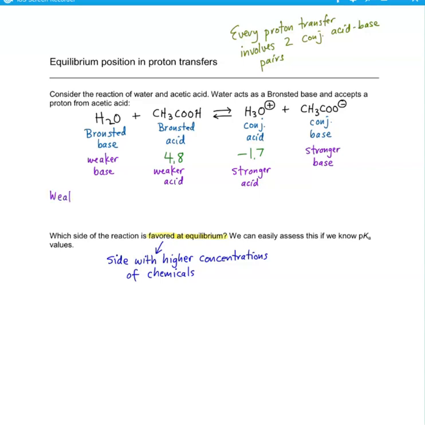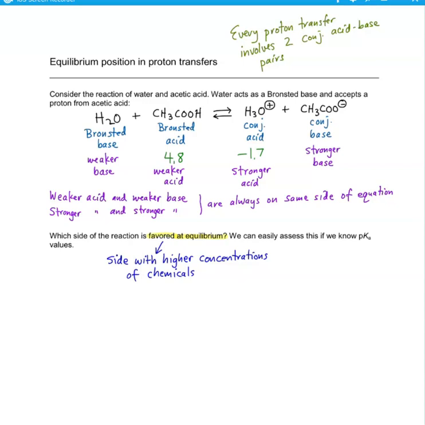The weaker acid and weaker base, as well as the stronger acid and stronger base, are always together on the same side of the equation. Now, whether that's reactants or products, that's going to vary depending on the acids and bases that you're working with. Okay? But the weaker ones are always on one side, the stronger ones are always on the other. All right, now to go back to our question, which side is favored?